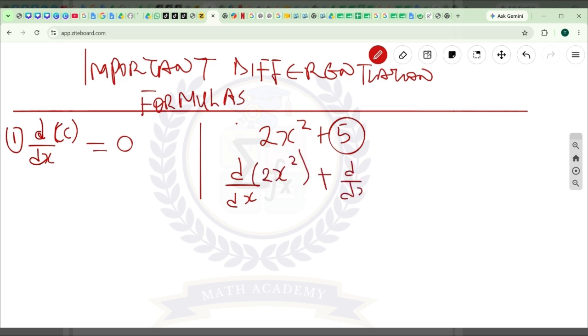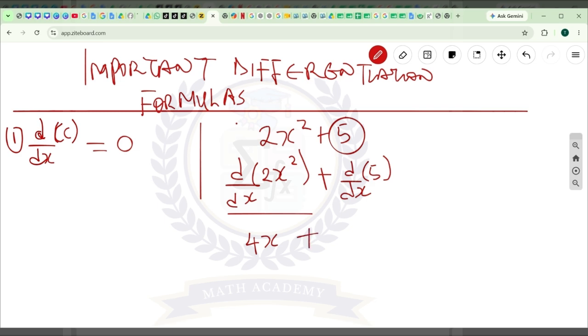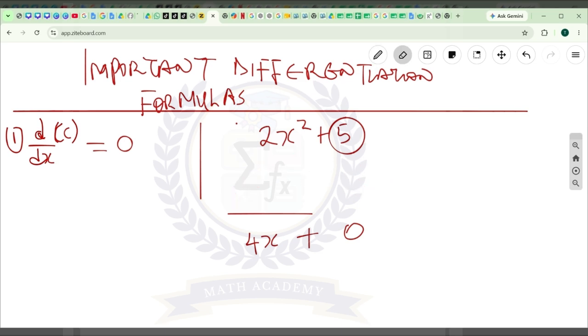So if I differentiate this, we have 4x, and then this is going to be plus. Now we differentiate this constant, we have 0. So whenever you're differentiating a constant, you're going to have 0. So let's look at the second formula when differentiating. The second one is the power rule.